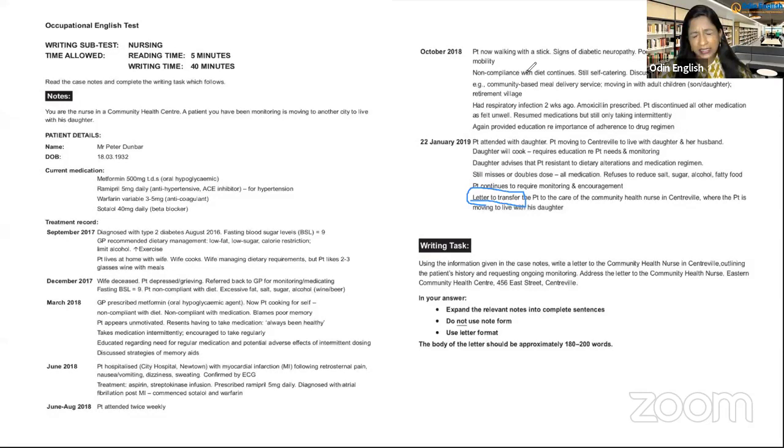For example, in this kind of situation wherein the patient was staying in one area, but now the patient has decided to go and stay with the daughter. And the daughter stays in Centerville. So the entire care that you have been providing till now will be provided by this new community nurse. You are also a community nurse. Both the writer and the recipient are community nurses in this task. It's a transfer from this area to another area, and the care is also transferred from you to the new person.